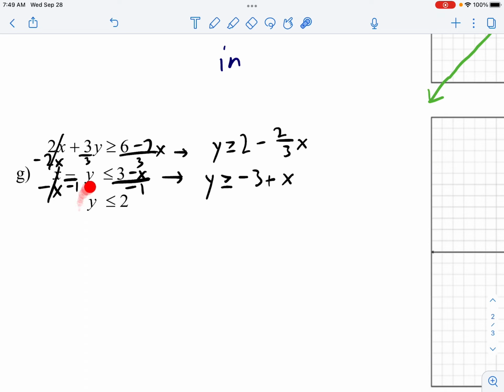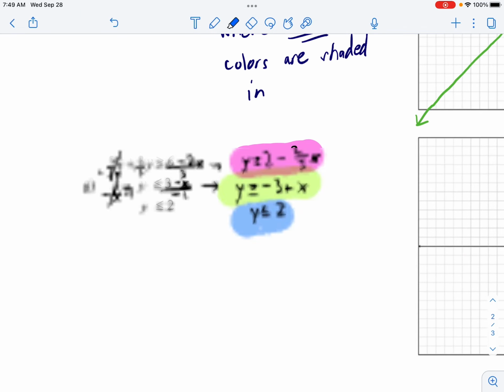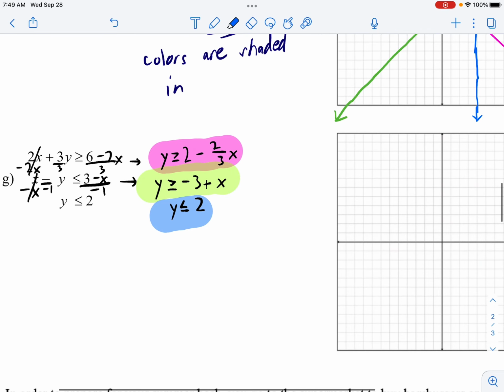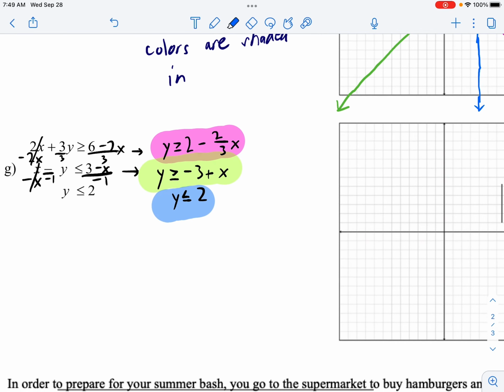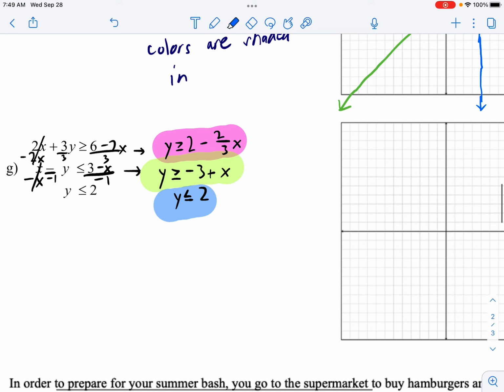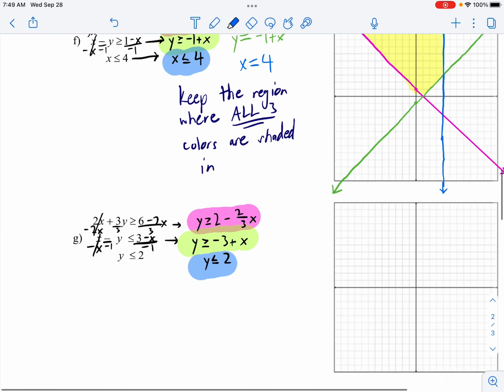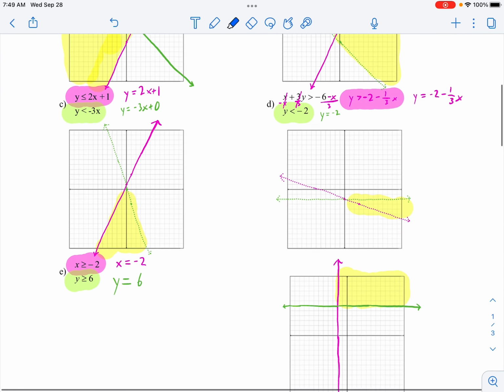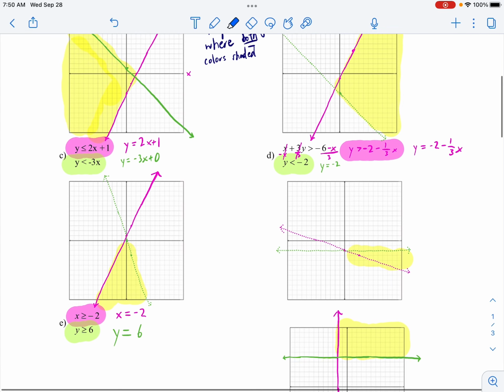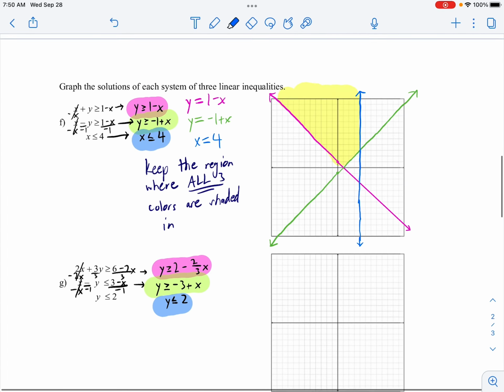All right, and then this is just going to be y is less than or equal to 2. Yep. So I'll highlight this top inequality in pink, highlight the middle inequality in green, highlight the bottom inequality in blue. Okay. I think that's it, right? Check my work. Looks good. Looks good to me, okay? Yep. All right.